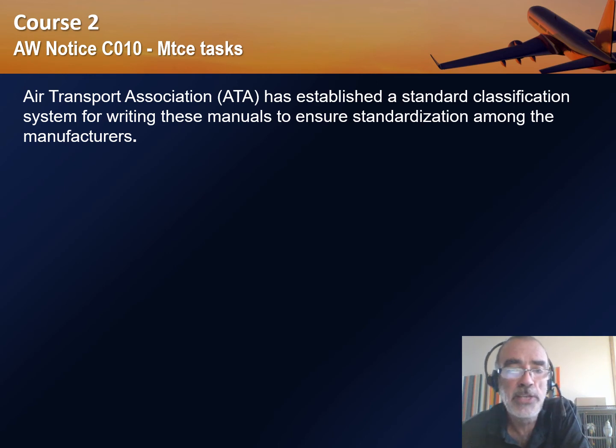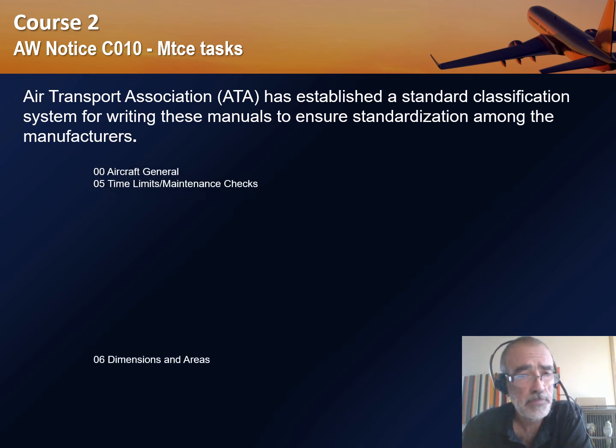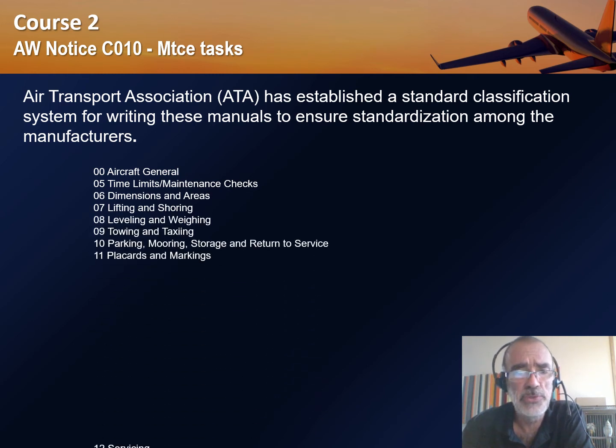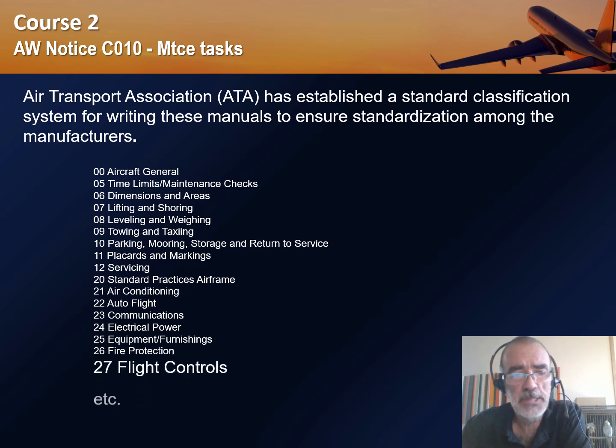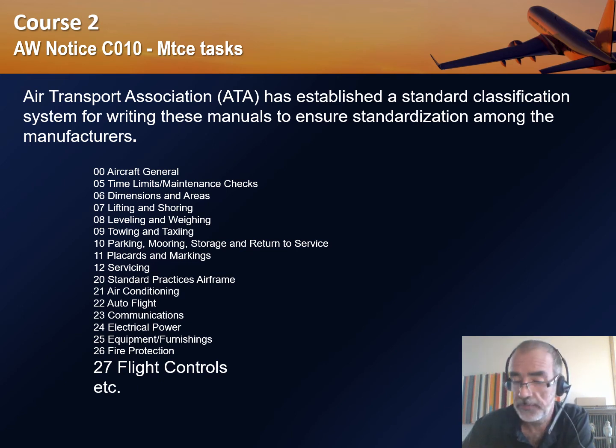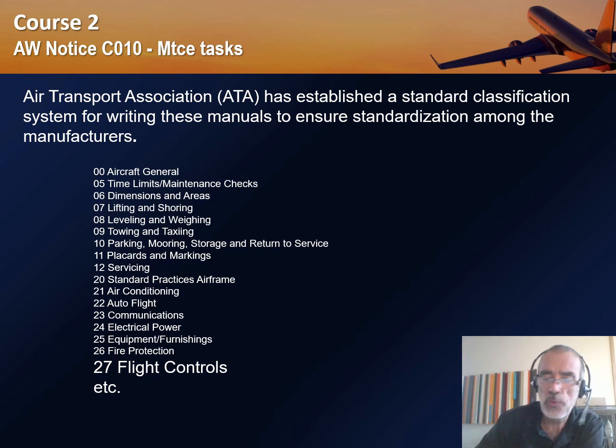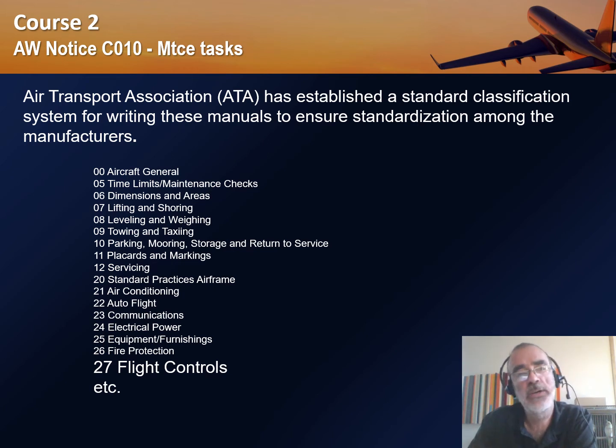Air Transport Association has established a standard classification system for the manuals, which is pretty much followed by everyone today. So everything is divided into different chapters, and for this course, chapter 27 would be the most important one. Although Auto Flight, 22, we also talk about that a little bit. So flight controls would be in chapter 27 of all ATA controlled manuals, regardless of the manufacturer.